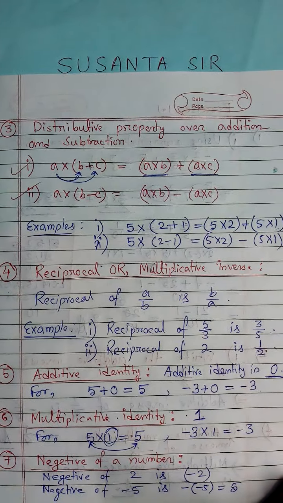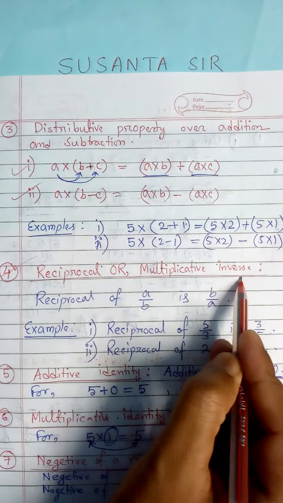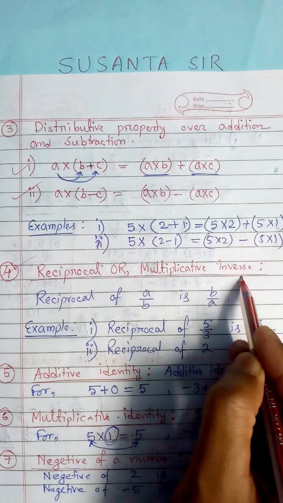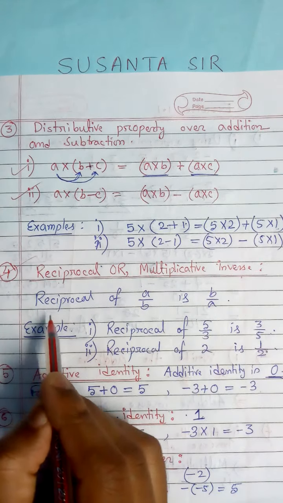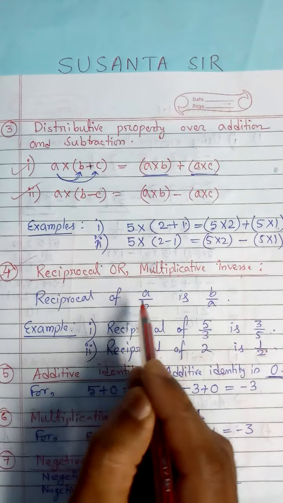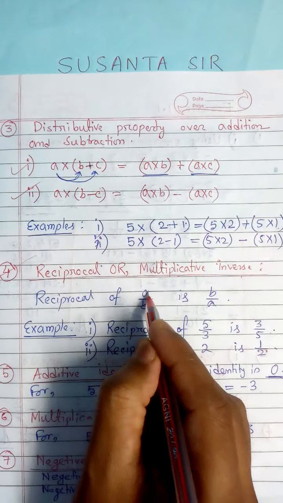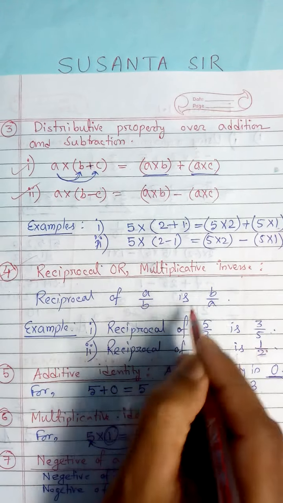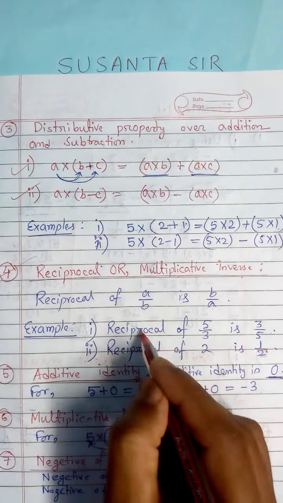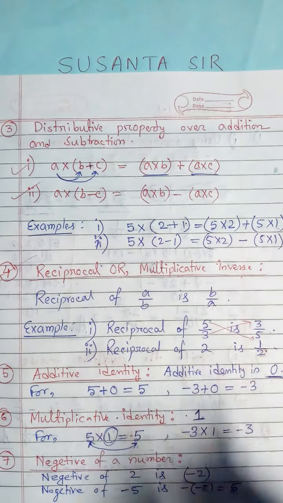Number 4: reciprocal or multiplicative inverse. Additive inverse means the additive inverse of a is minus a. Similarly, the reciprocal or multiplicative inverse of a by b is b by a. That means if the fraction is a by b, it becomes b by a. See the examples. The reciprocal of 5 by 3 is 3 by 5. The denominator becomes the numerator, the numerator becomes the denominator.